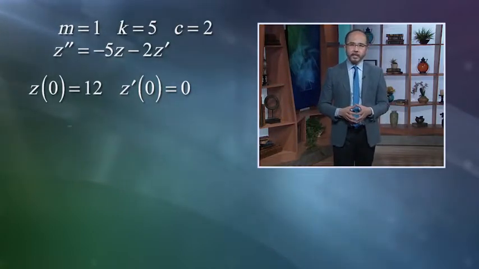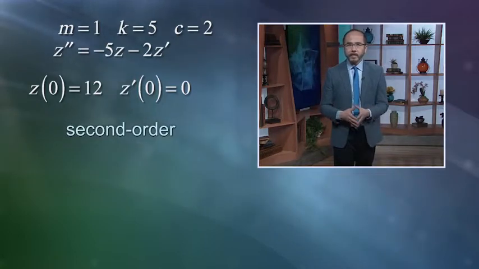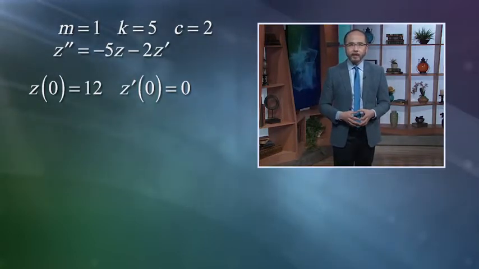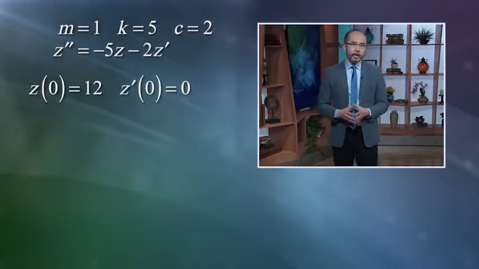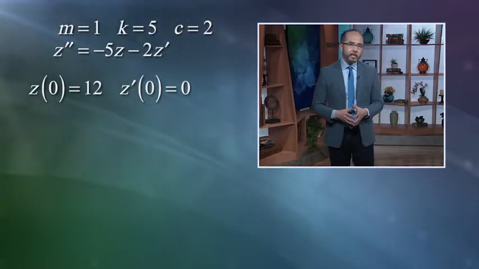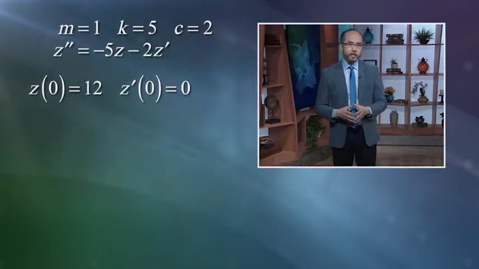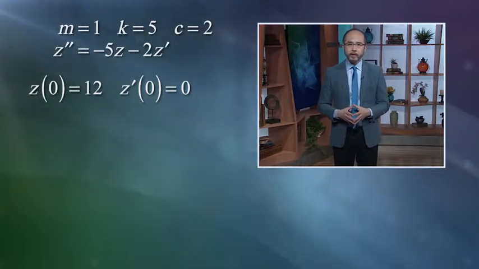This is a differential equation that's unlike what we've seen before because it involves a second derivative. We call such a DE a second-order DE if it has a second derivative in it. We've only seen first-order DEs. However, we can actually turn this second-order DE into a system of first-order DEs by making a clever substitution.